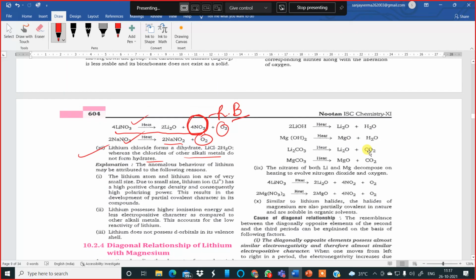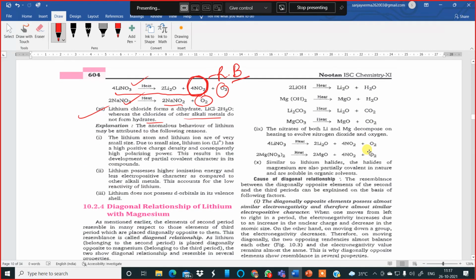The reactions you learn over here: lithium hydroxide with water, with heating, is liberating water and carbon dioxide in the case of carbonates. Then lithium nitrate. If you look at lithium nitrate, it is liberating nitrogen dioxide. Magnesium nitrate is also liberating nitrogen dioxide.